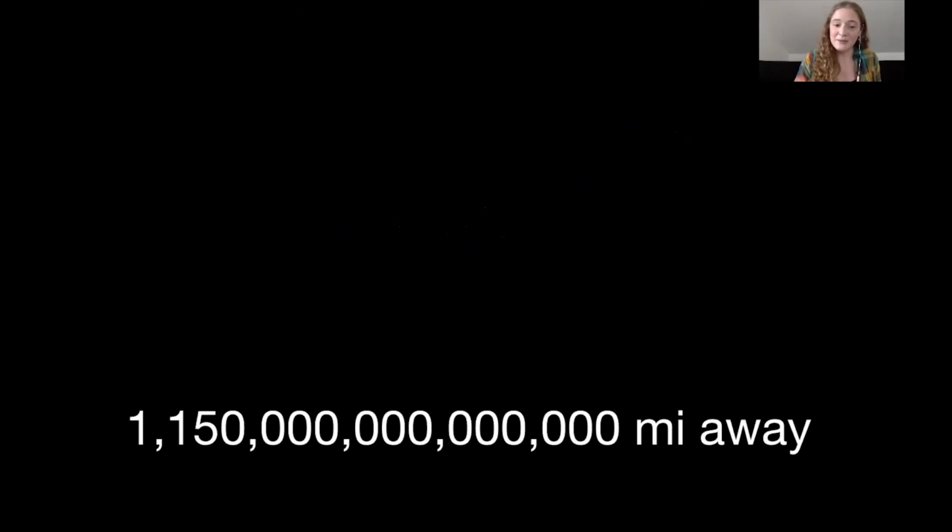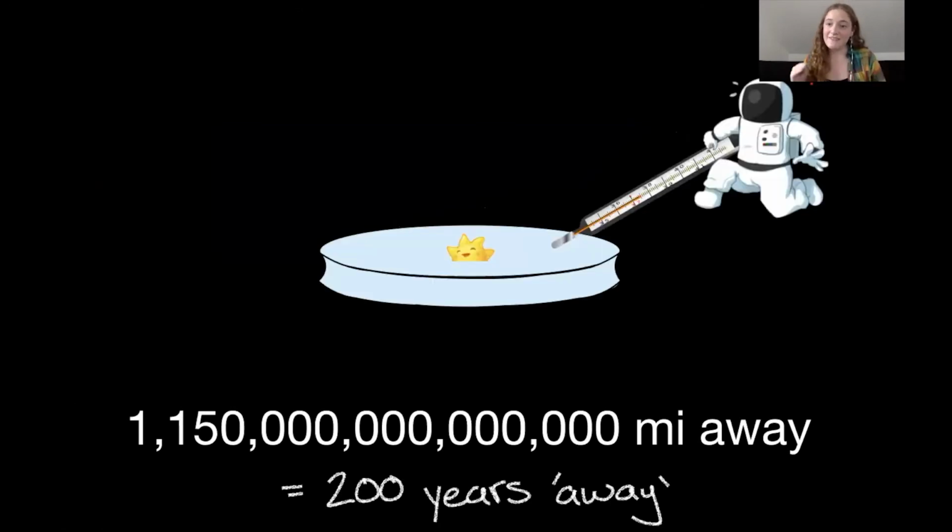Another way to think of that number is that if we traveled at the fastest speed possible in the universe, it would still take us 200 years to get there. So there's no way to directly measure the temperature within a protoplanetary disk. And this is true for most of astronomy. Astronomers need to be very creative in the way that they take their measurements.